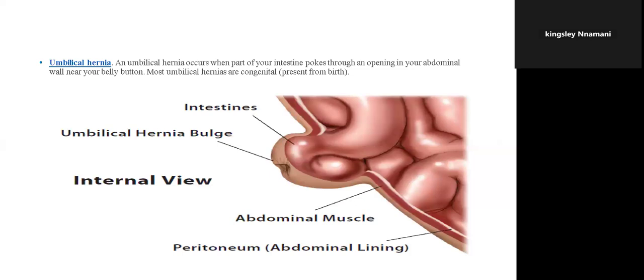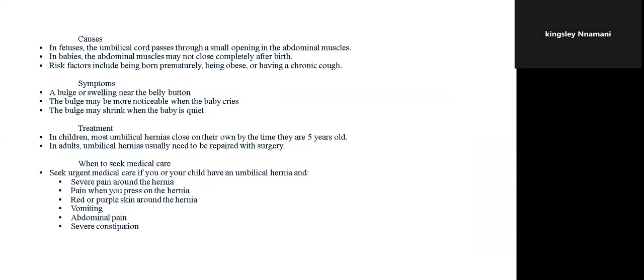Let's move on fast. The next one is umbilical hernia. I'm sure a lot of you know this, where you find some patients, you see that section of your navel swollen. So an umbilical hernia occurs when part of your intestine pokes through an opening in your abdominal wall near your belly button, that is within your navel region. So most of this type happens from birth. I'm sure a lot of you must have seen lots of cases with umbilical hernia. Let's see some of the causes.